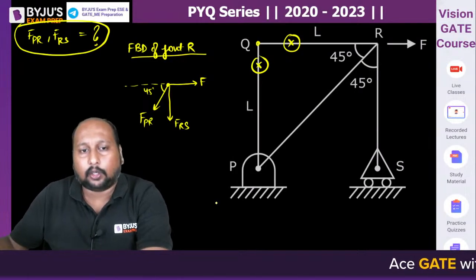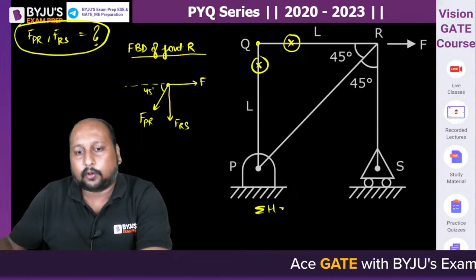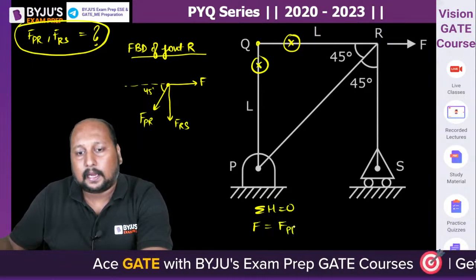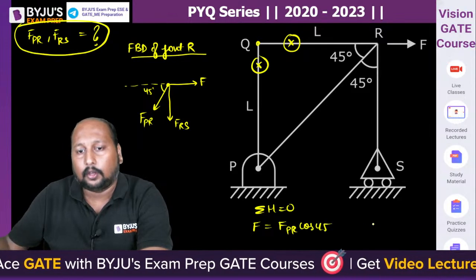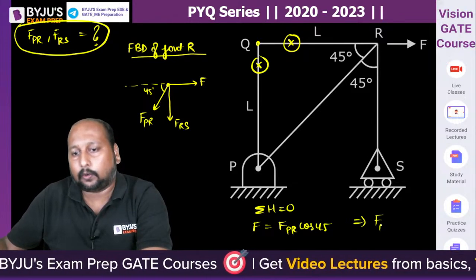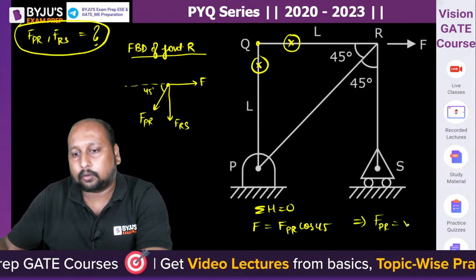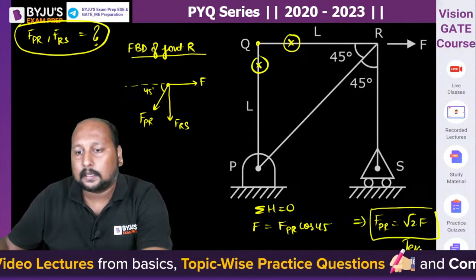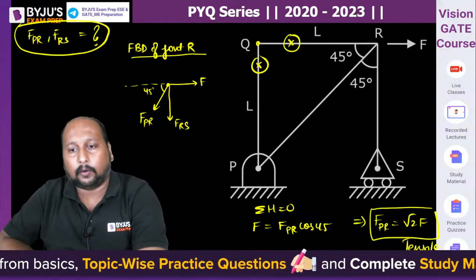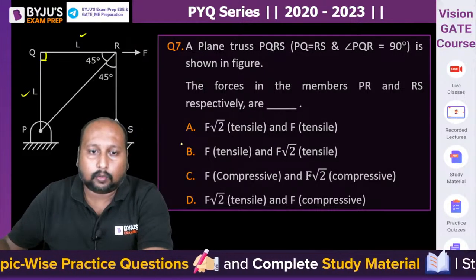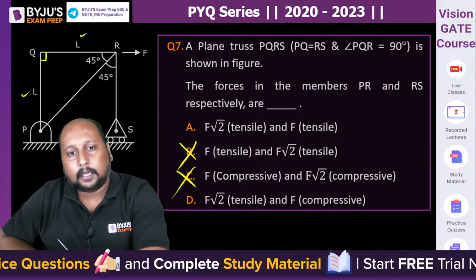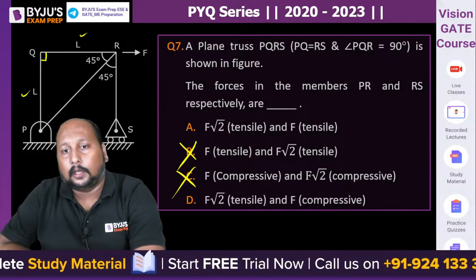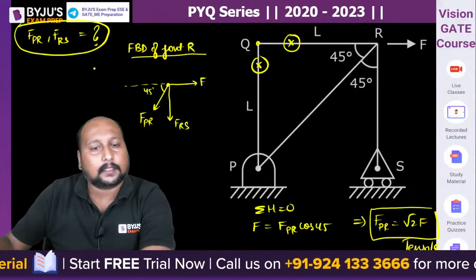Can we say the total horizontal force equals 0? So from here F is equal to FPR cos 45. So FPR is equal to root 2 F, since cos 45 is 1 upon root 2. That is tensile in nature. Positive means it is tensile in nature. So FPR is root 2 F. So options B and C are eliminated. A or D will be correct. Now let's talk about FRS.